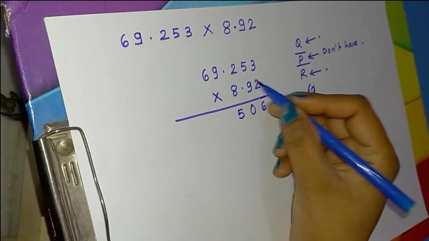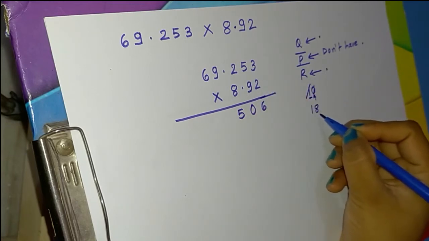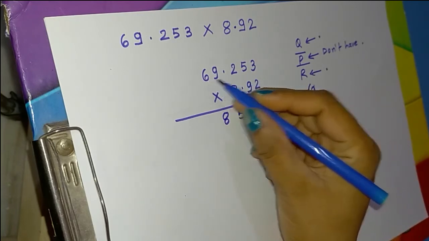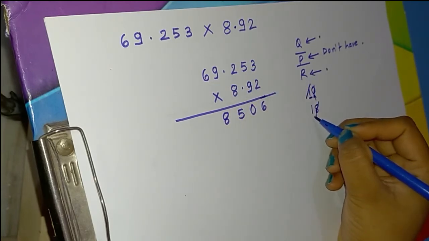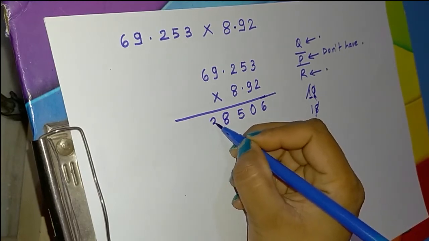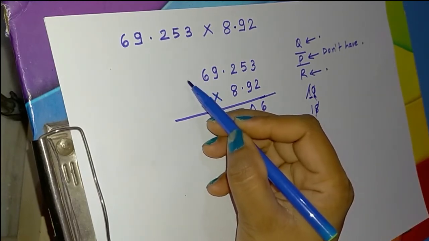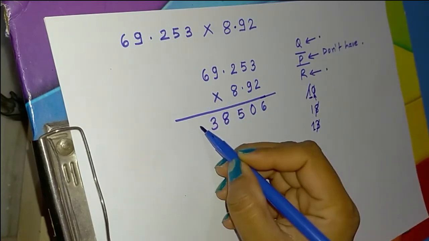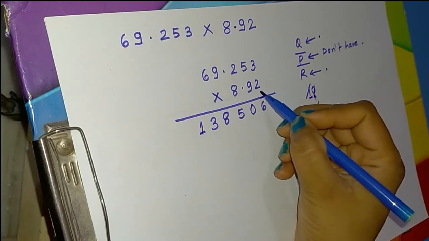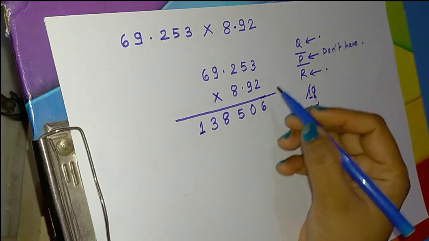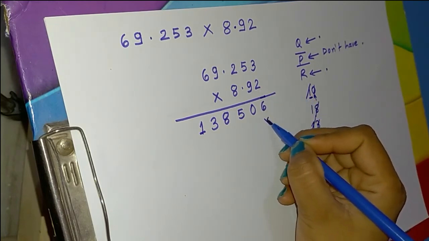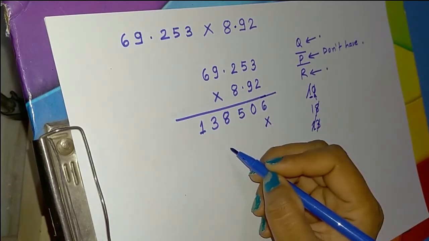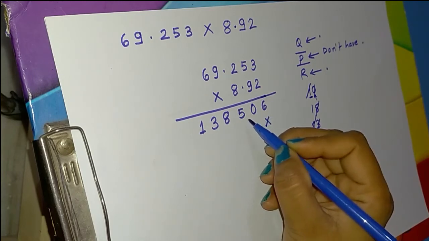Now 9 times 2 is 18. We are going to write 8 here. 1 is carry forwarded. 6 times 2 is 12. 12 plus 1 is 13. So we are going to write here 3. As you can see, there is no more digit present over here. So this 1 is also we are going to write here. Now we are done with this ones place value 2. So we need to put a cross here to block this ones place. Keep in mind, this is the process part, so no need to write the decimal point here.